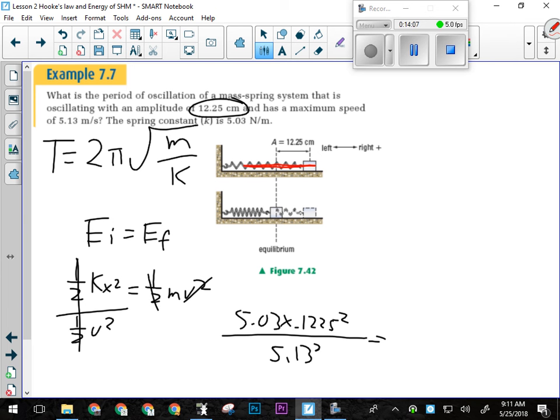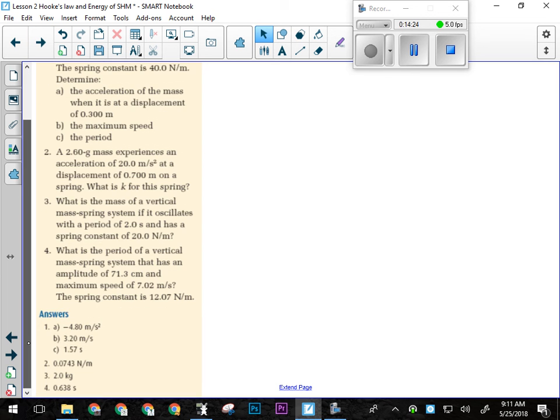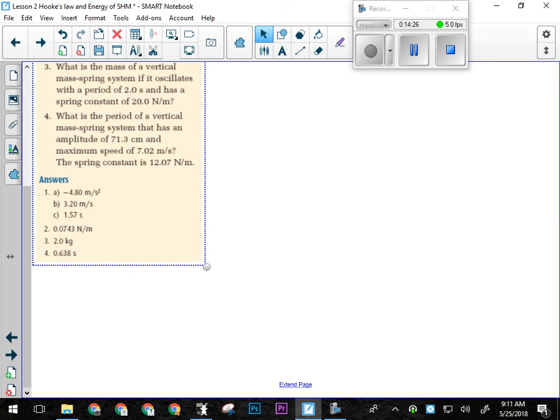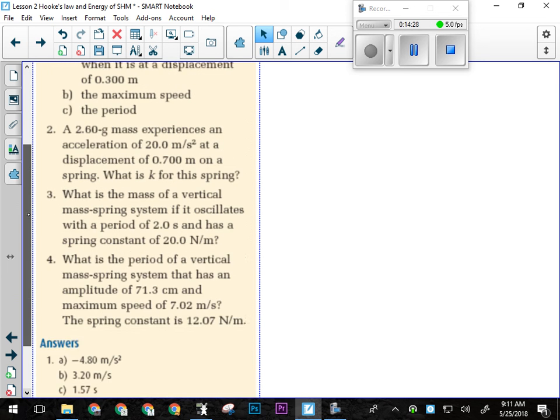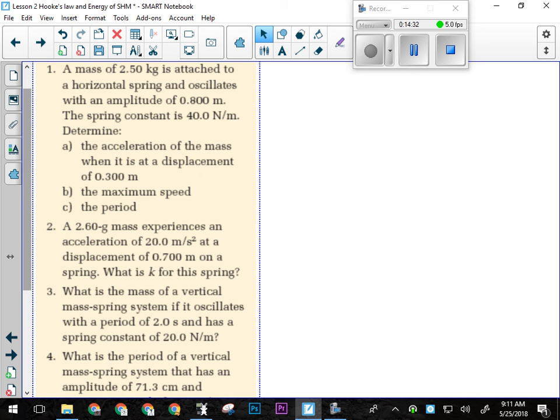All right, questions on how that one worked? Now, probably that little bit there might have thrown you the first time you read that question: how do I get period when I'm given all this energy information? Try question number 1. Makes you do a little bit of everything. A little bit of Hooke's law, a little bit of conservation of energy, a little bit of the period formula for a mass on a spring, right? Just some of all of it there.